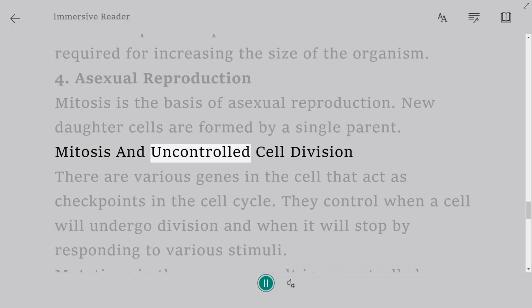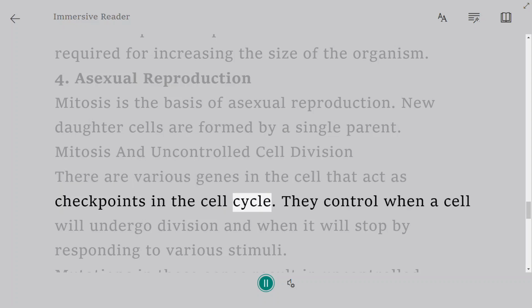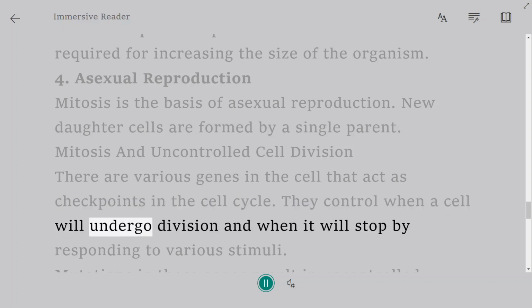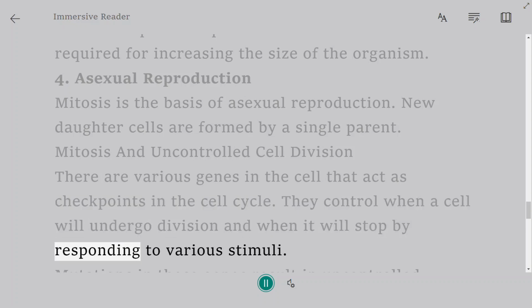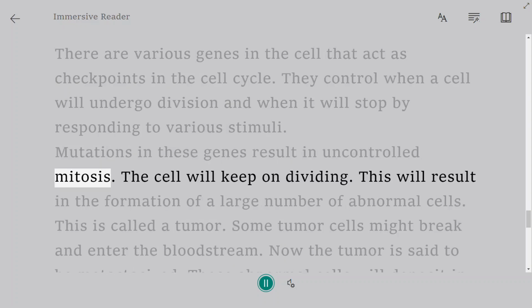Mitosis and uncontrolled cell division. There are various genes in the cell that act as checkpoints in the cell cycle. They control when a cell will undergo division and when it will stop by responding to various stimuli. Mutations in these genes result in uncontrolled mitosis. The cell will keep on dividing.